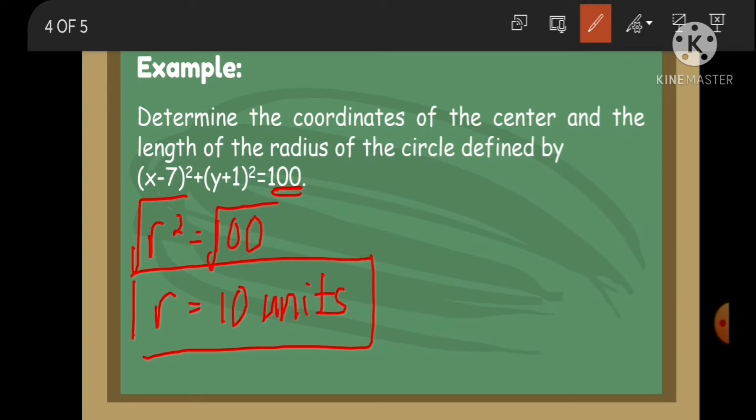Now, for the coordinates of the center, we have h. So, again, we have here x minus 7. It is negative here. That means our h is positive. So, h is positive 7. For k, since we have y plus 1, it is positive 1 here. So, k is negative. So, it is negative 1. Now, the center is at (7, -1).